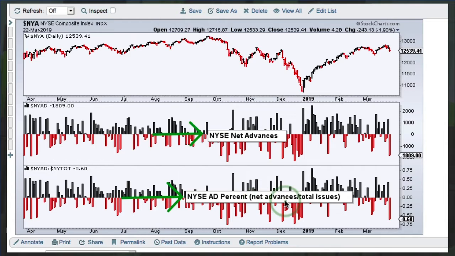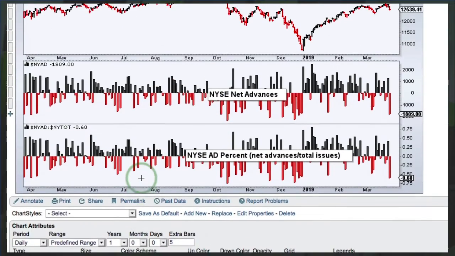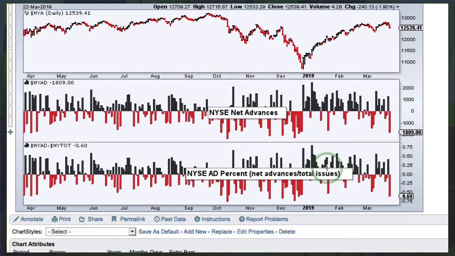And that is net advances divided by total issues. For this indicator, I've entered $NYAD, colon for the division, $NYTOT as an indicator, and that is in the parameters box. So you see price, and there you can see that indicator to divide those two. And so I get net advances percent, and that normalizes it. It fluctuates basically between +1 if you had all advances and no declines to -1, but usually it's in between those two. You can see it was at -60 on this last reading here, and there's a reading above 0.50.